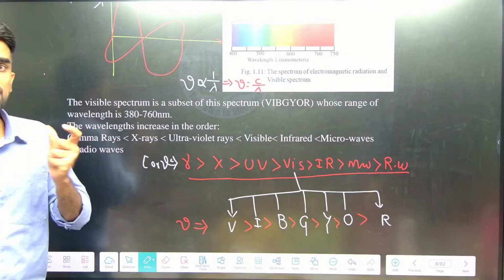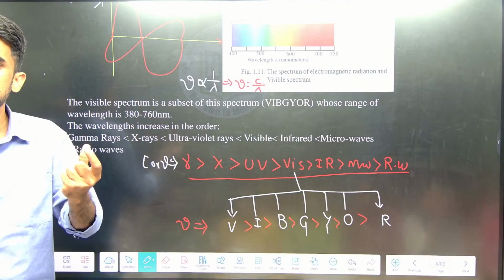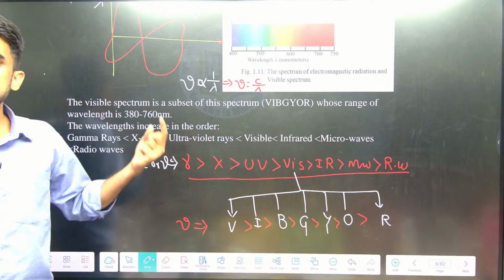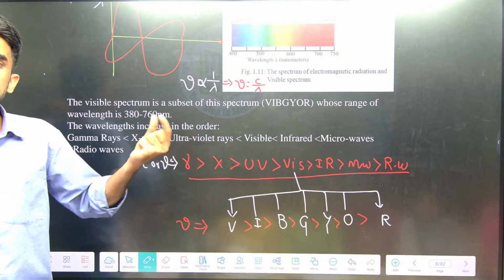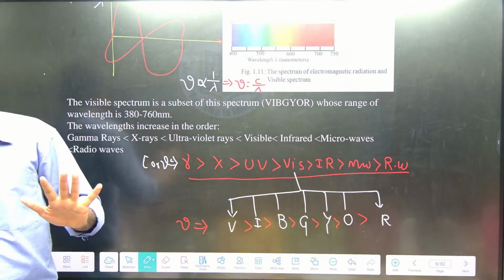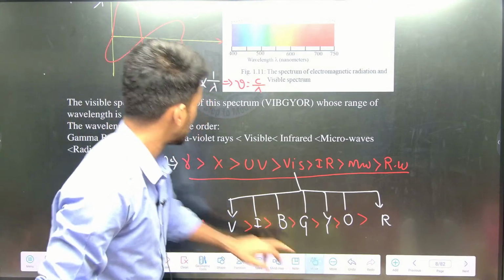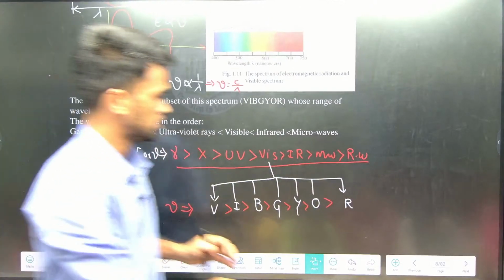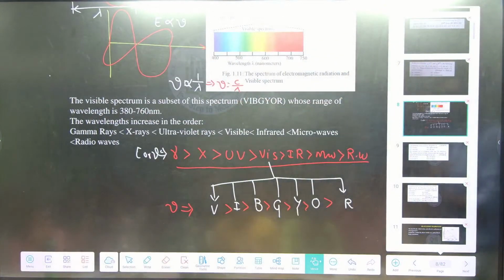So which has the highest frequency or energy? Violet. Lowest is for red. If I ask in terms of wavelength? Yeah, that's it. You remember it like that. Okay, right. Then next. Yeah, up to here it is clear now.